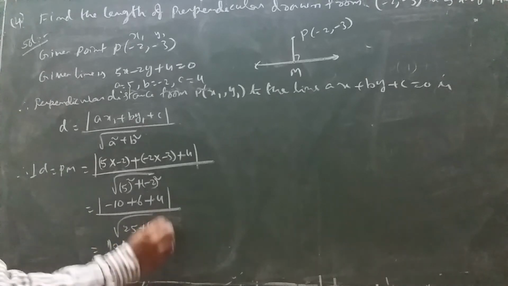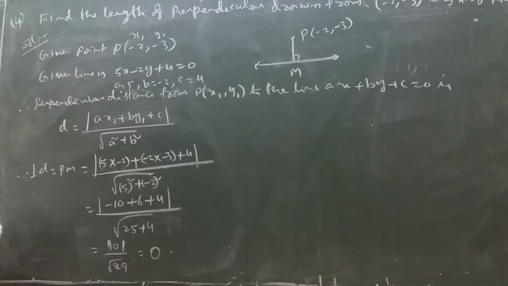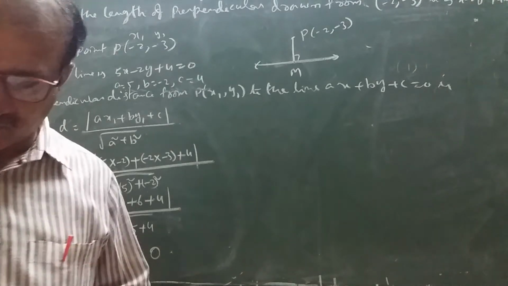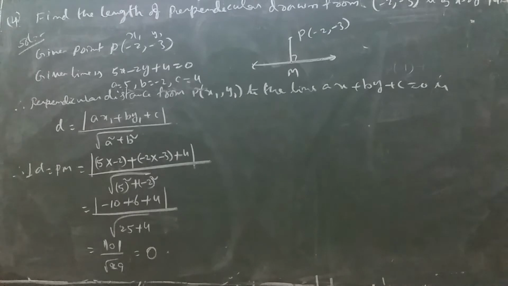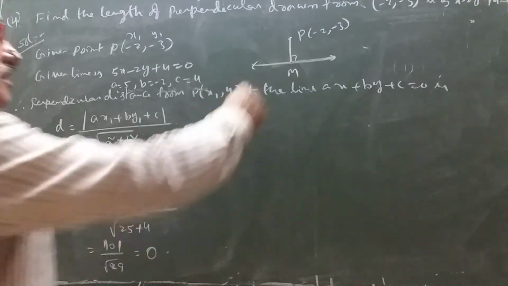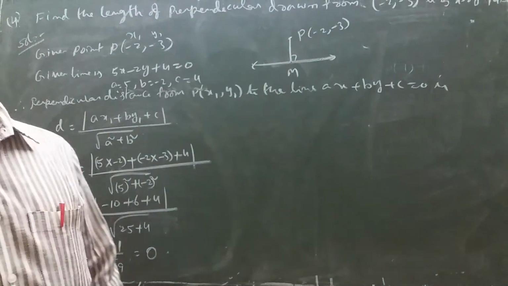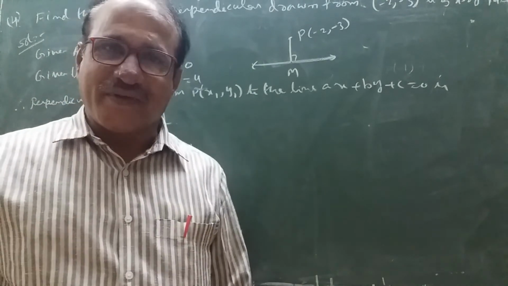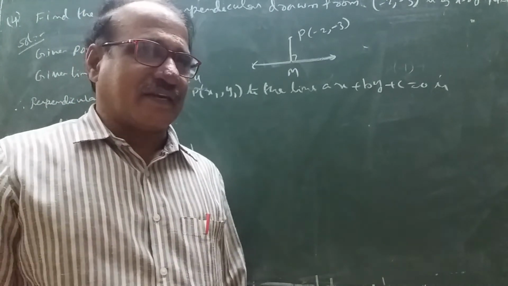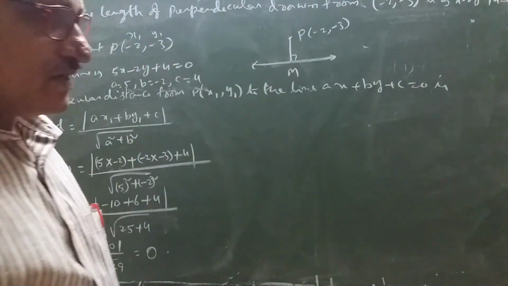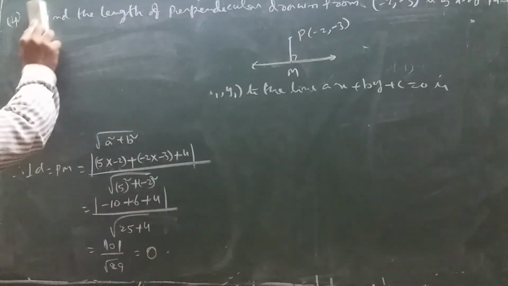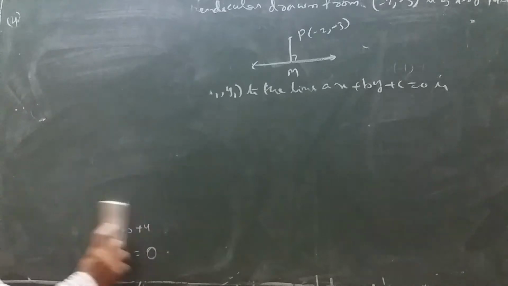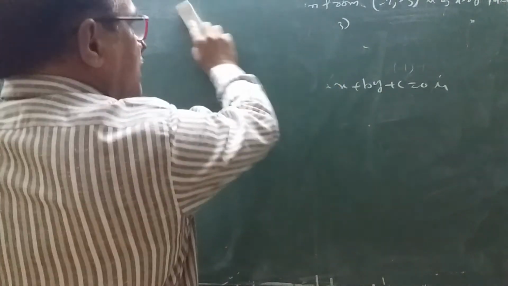0 by anything is 0. So the value of d is 0. Okay. Just wait. That means the distance is 0. That means P belongs to the straight line. P lies on the straight line itself. So the perpendicular distance is 0. In this way, we have to find the perpendicular distance from any point to any straight line.